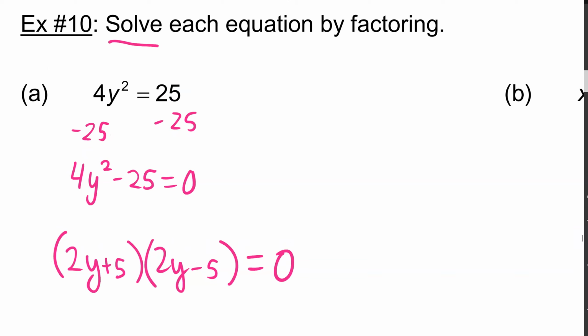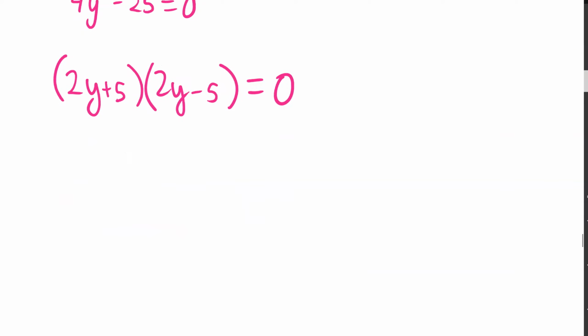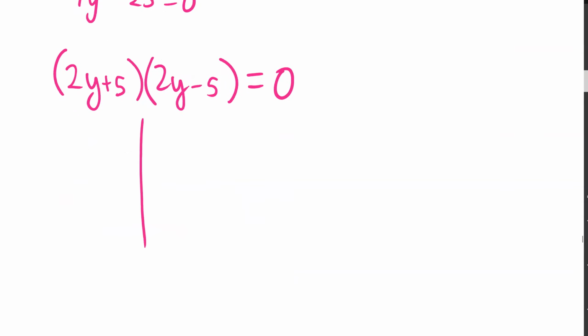So notice it wants us to solve. It's not just saying factor. It's saying solve by factoring. So we factored. Now we have to solve. When you solve, you set each of the factors equal to 0. So I set 2y plus 5 equal to 0. Now it's a two-step equation. First, subtract 5, then divide by 2.